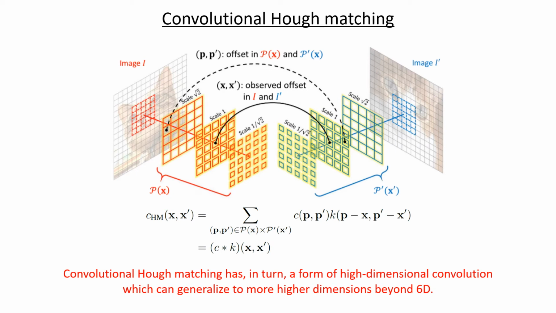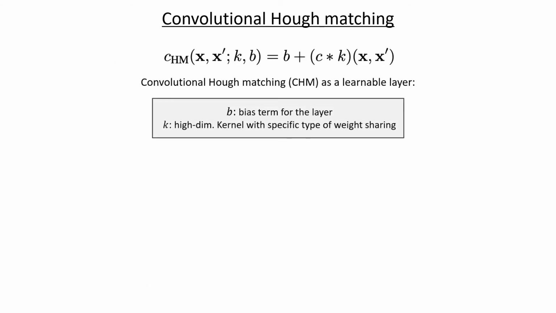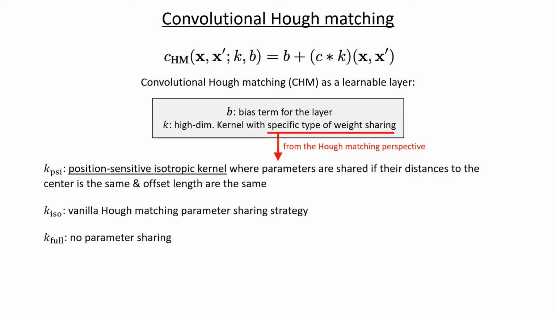Note that this convolutional extension of Hough matching has a generic form, as it reduces to a similar form of 4D convolutions when the Hough space is restricted to the center translation. It can generalize to higher dimensions beyond 6D, when additional transformation dimensions are introduced, such as rotation, shear, and others. We can think of many parameter sharing strategies in perspective of Hough matching, and we propose position-sensitive isotropy kernel, where parameters are shared if their distance to the center and the offset length are the same.